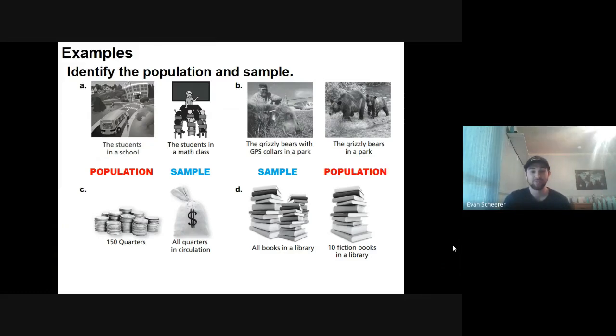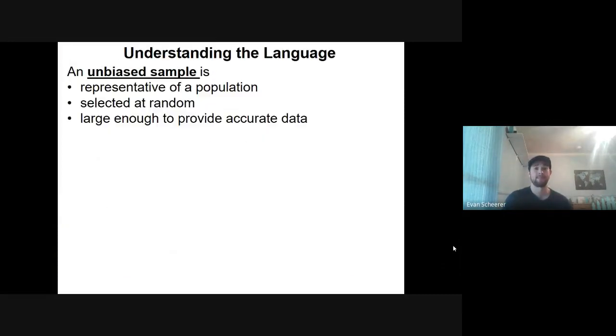Third one, 150 quarters or all quarters in circulation? Well, 150 quarters is just part of that amount, so that's the sample, and all the quarters, every single one, that's the population, right? Because the bigger amount's the population. So all books in the library, I can tell you right away, that's the population because it's all of them. Or 10 fictional books. Well, that's the sample because that's the smaller amount. So hopefully you guys can see the difference between population and sample.